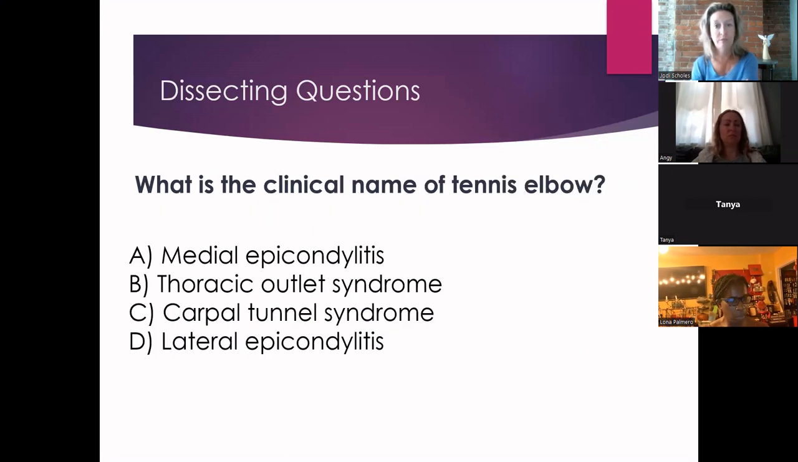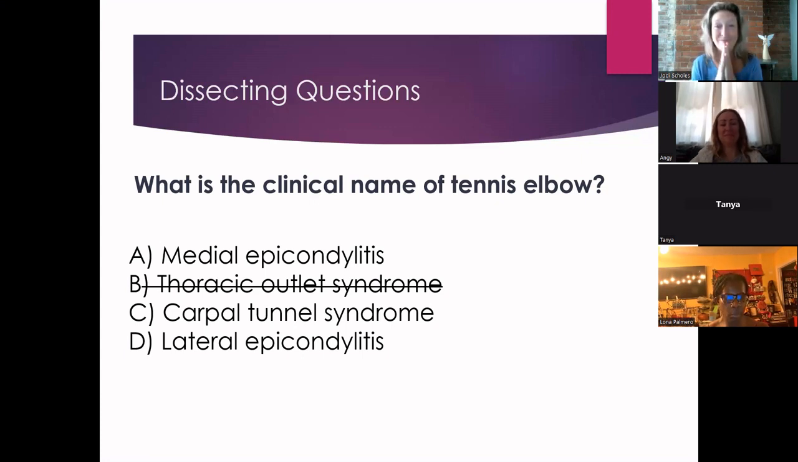Next question. What is the clinical name of tennis elbow? Is it A, medial epicondylitis, B, thoracic outlet syndrome, C, carpal tunnel syndrome, D, lateral epicondylitis? People are remembering. You are learning today. Good job, Nuyo. Good job, Tanya, Valerie. Yes, Lauren, you want to get rid of C? You bet. All right, we got rid of B, thoracic outlet syndrome. You can get rid of carpal tunnel too, right? So it's either medial or lateral.